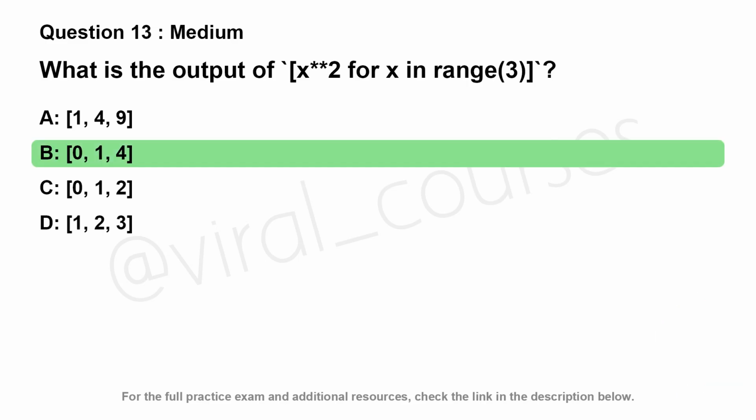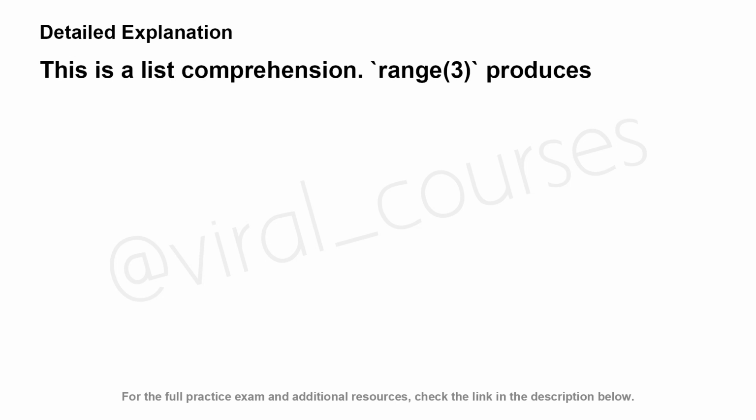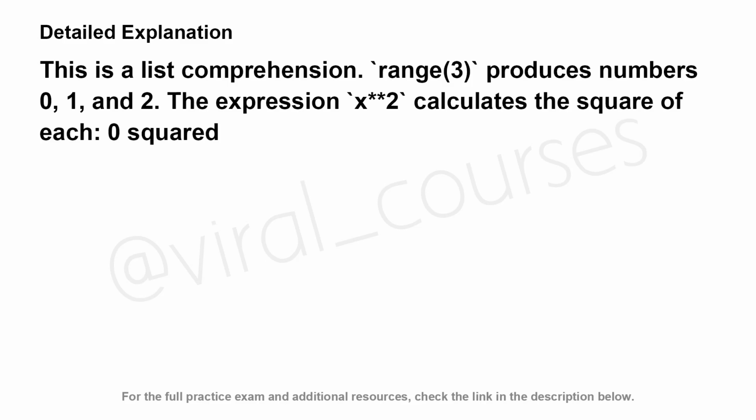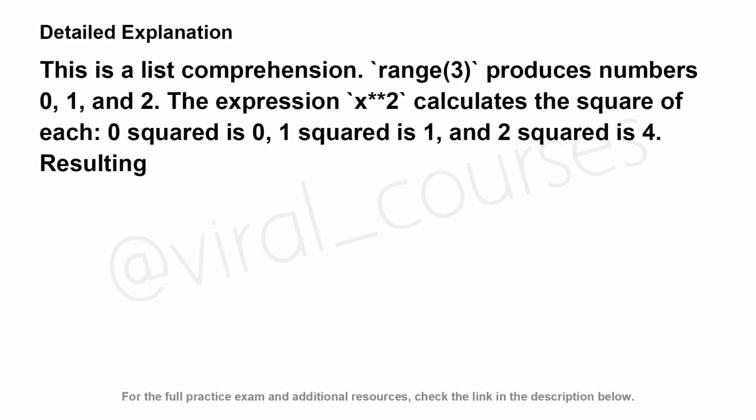The correct answer is B. This is a list comprehension. range(3) produces numbers 0, 1, and 2. The expression x**2 calculates the square of each. 0 squared is 0, 1 squared is 1, and 2 squared is 4, resulting in [0, 1, 4].